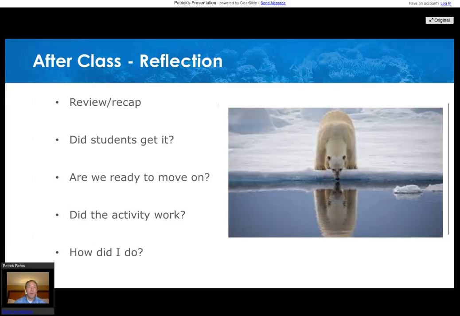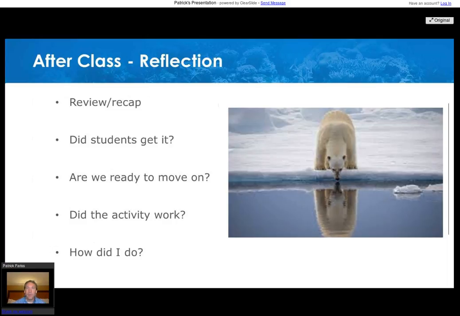So after class, as the instructor, I have the ability to reflect on what I've done. Did I communicate clearly? Was I effective in what I've taught? When I would teach students the quadratic formula at the end of class, I would ask myself, Patrick, did you do a good job? Did your students understand? Did they really get it?